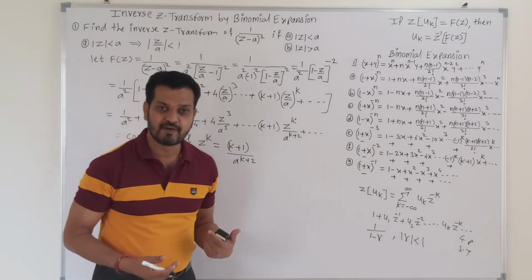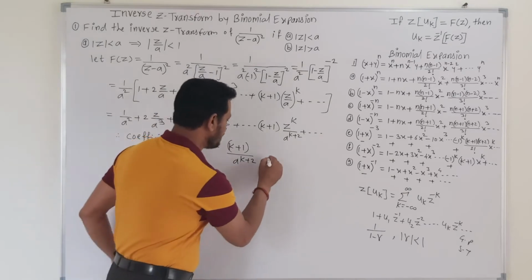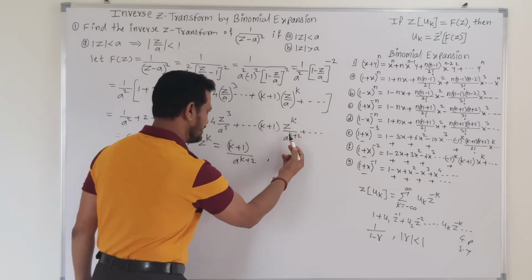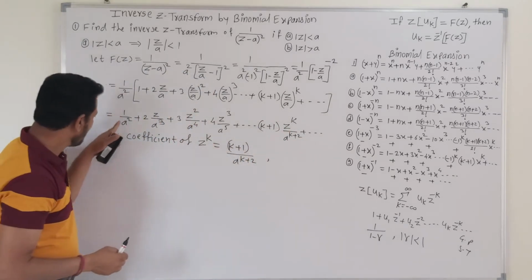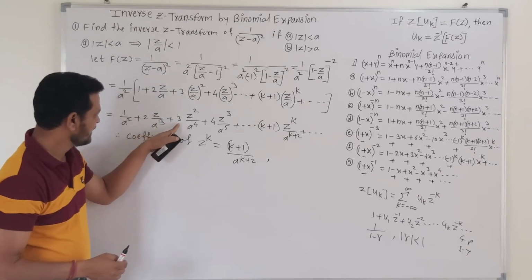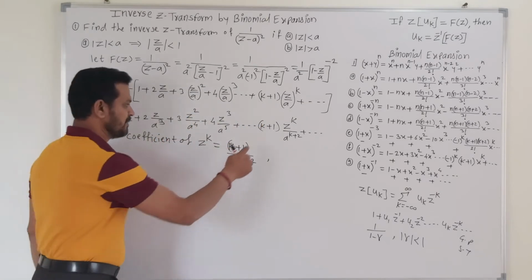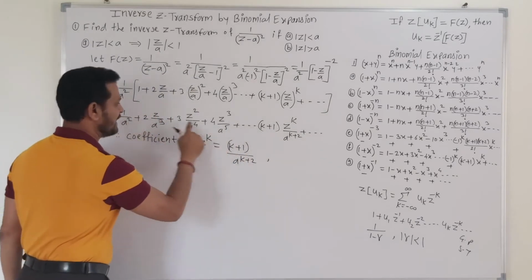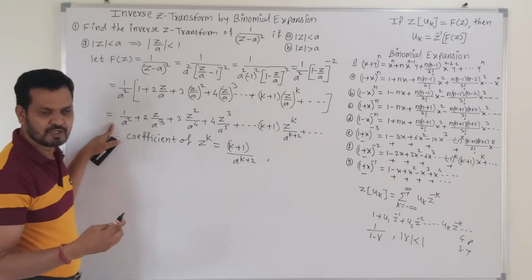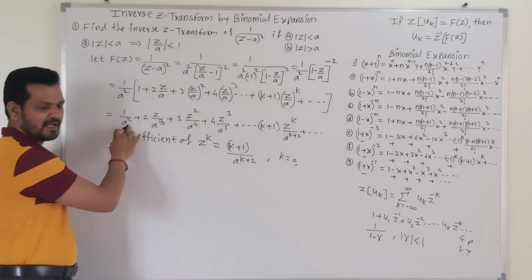Now the question is how to find the value of k, or how to find the condition on k. For this, in general, put the value of k in such a way that we get the first term as 1 upon a square, the second term as 2 times z upon a cube, plus 3 times z square upon a raised to 4, and so on. So in particular put the value of k in such a way that we get such type of term. Now this is possible when we put k equal to 0. So when we put k equal to 0, we get the first term as 1 upon a square.